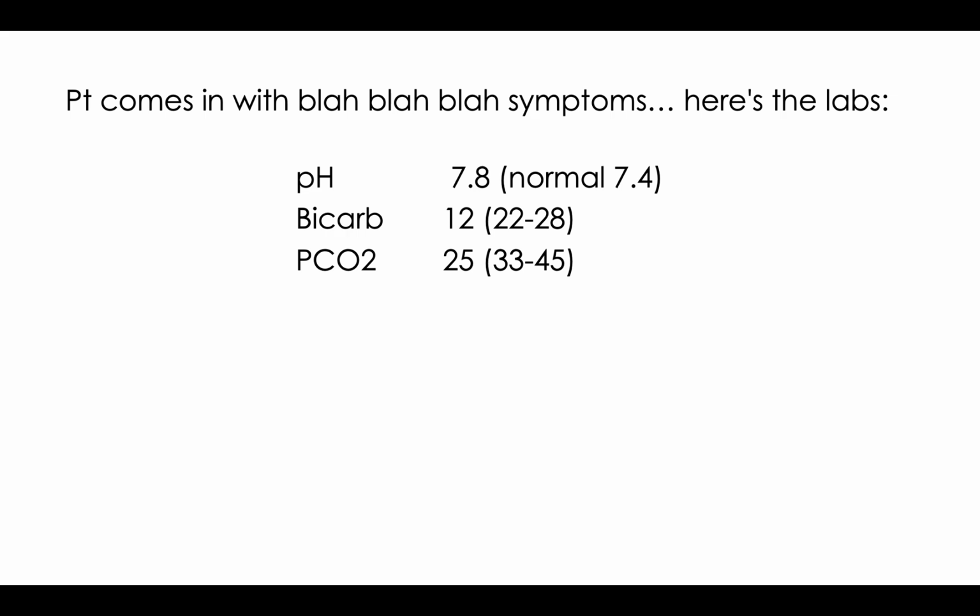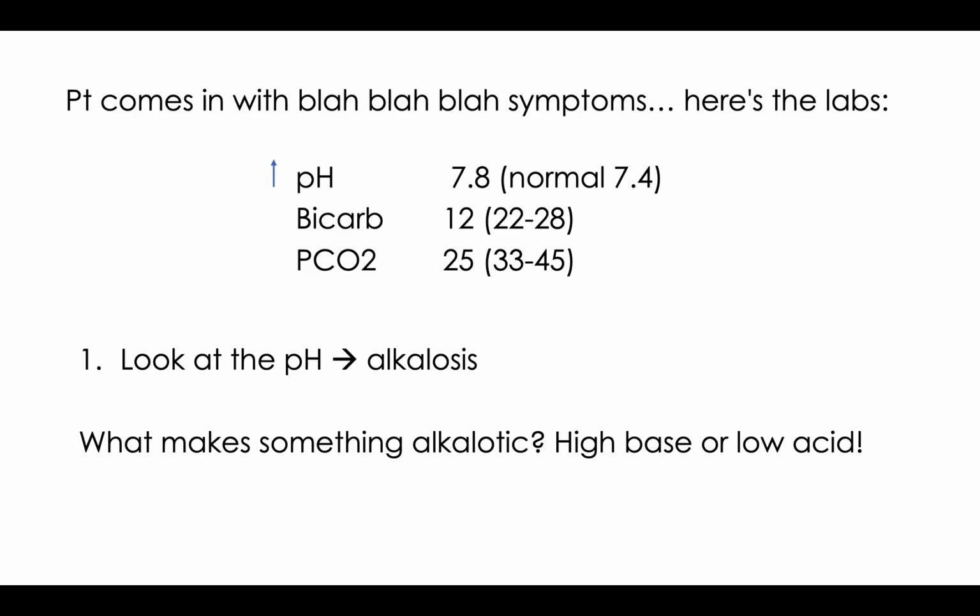Okay, so our pH is going to be high, so we're in an alkalotic state. We're more basic, and everything else stayed the same. So what makes something more basic? Well, a lot of base or a low amount of acid. And these two, I just left the numbers the same to make it easier on us. So our bicarb is low and our CO2 is low.